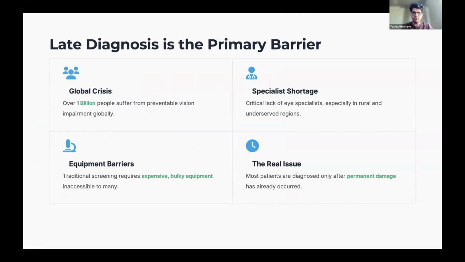Over 1 billion people suffer from preventable vision impairment globally, and there is a critical lack of eye specialists, especially in underserved areas, rural areas, where there are a lot of patients, but the number of doctors is just way too low. And there are equipment barriers: the current equipment, especially for ophthalmologic needs, is really expensive and really bulky.